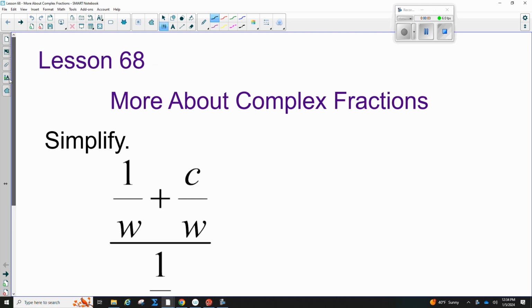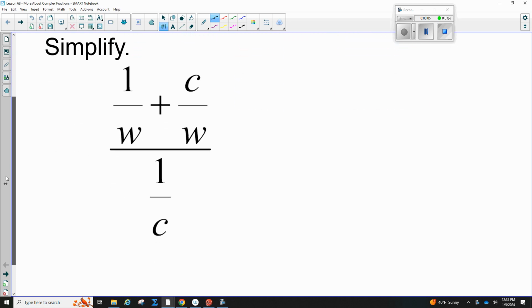All right, lesson 68, more about complex fractions. So we are going to simplify 1 over W plus C over W over 1 over C. Now, some of you guys were doing the copy-flip last year. Don't do that, okay? It is going to get harder. So this is the way I want you to do these.